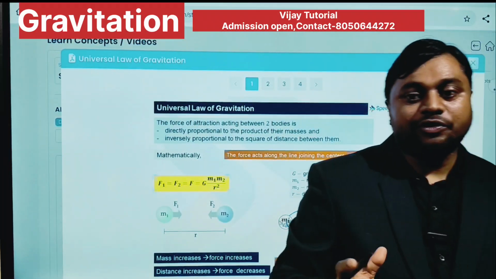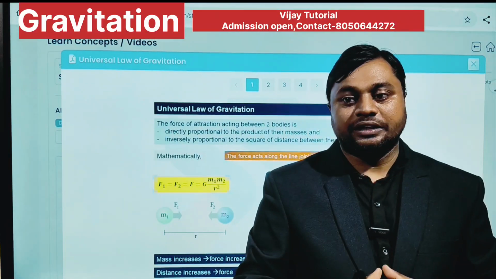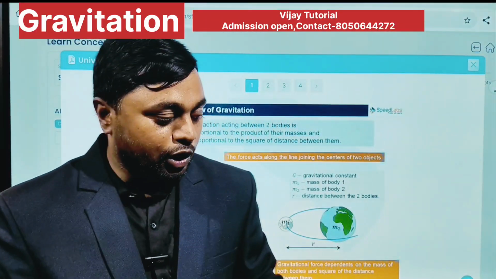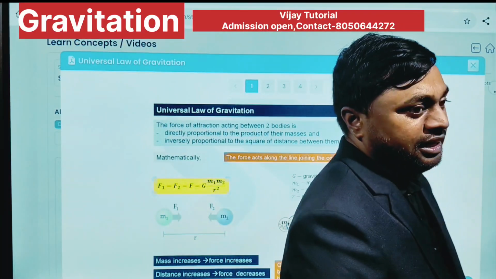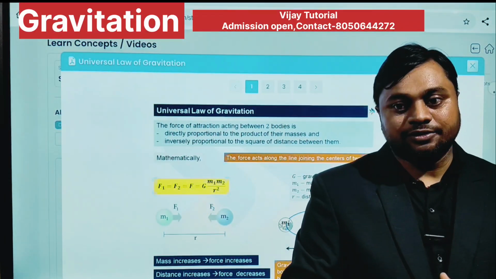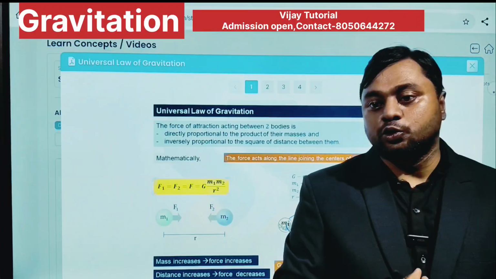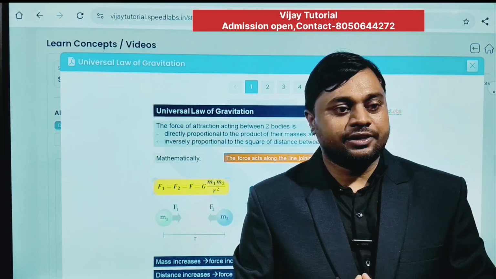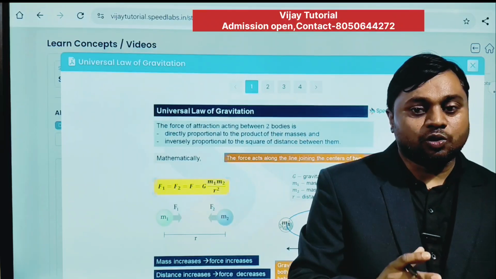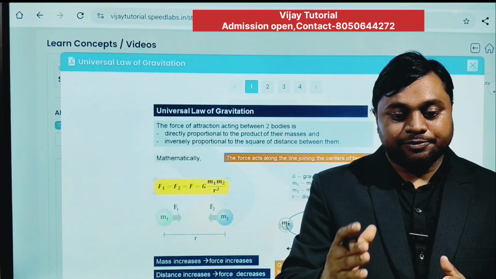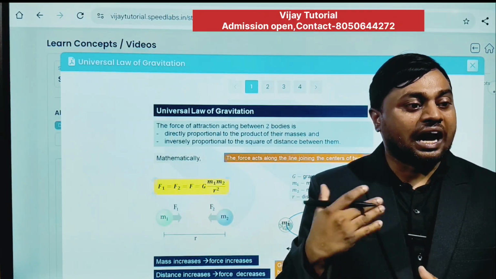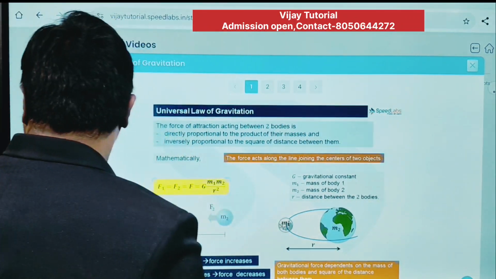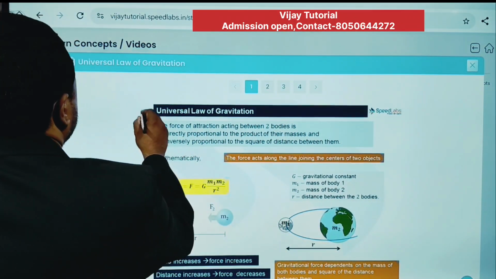Hello everyone. Today we are going to discuss one of the very important topics, that is gravitation. So what are the concepts we are going to learn in this chapter? First is the universal law of gravitation, and the concept of acceleration due to gravity. What is the relationship between the small g and capital G? And we are also going to discuss the variation of g with height and depth. Okay, so let's start. First, the universal law of gravitation.